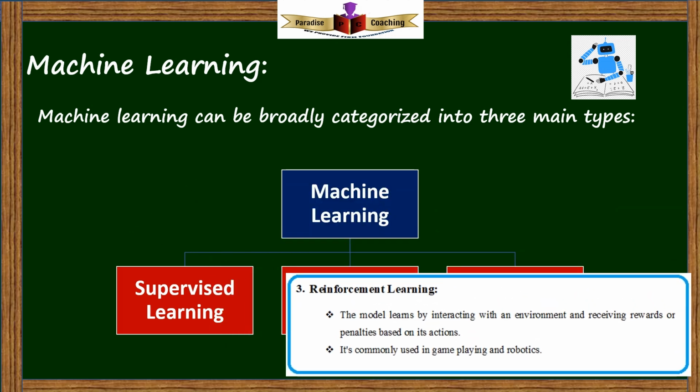Three. Reinforcement learning. The model learns by interacting with an environment and receiving rewards or penalties based on its actions. It's commonly used in game playing and robotics.